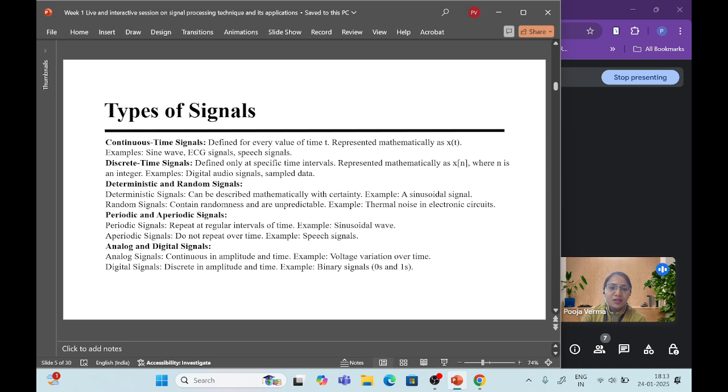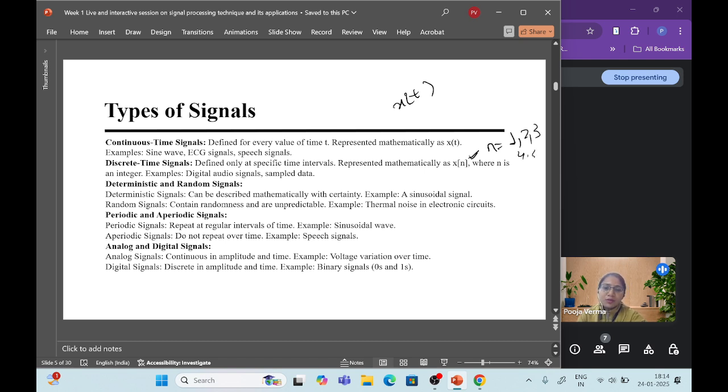A continuous time signal, as already told, is defined at every instant of time, and it is represented mathematically by x(t). Sine waves, ECG signals, and speech signals are examples of continuous time signals. Okay, next one is a discrete time signal. A discrete time signal is defined at specific time intervals, and it is represented by x(n), where n is an integer number. That means 1, 2, 3, 4, 5, like this.